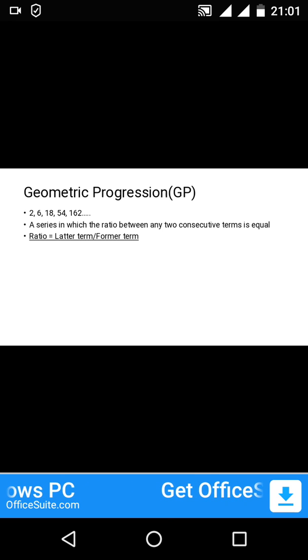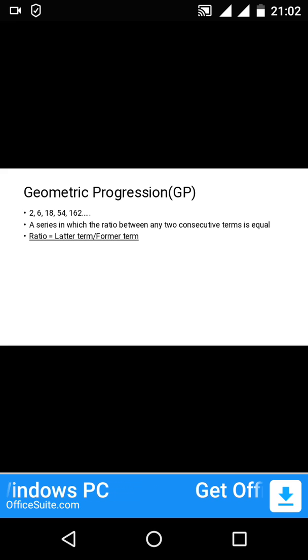Now let us take the second and the third term. Again divide the latter term, which is the third term, by the former term, which is the second term. Again the ratio is 3. Likewise for the fourth and third term, 54 by 18, again it is 3. 162 by 54, again it is 3. The ratio is the same throughout the series, and that is why this series is a geometric progression, because the ratio is the same between any two consecutive terms.